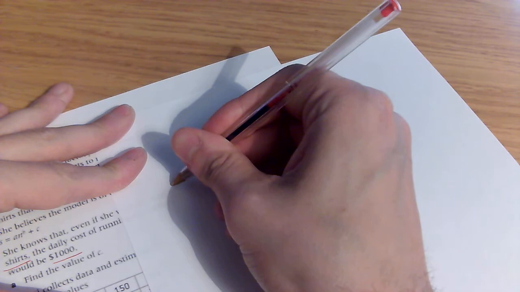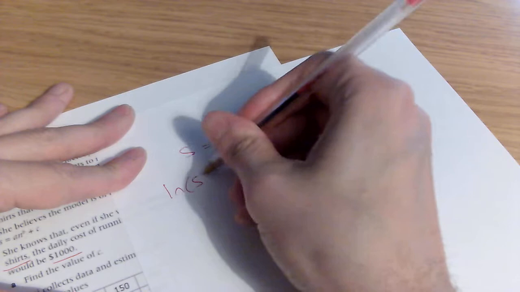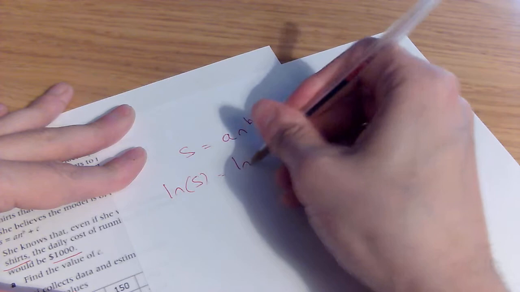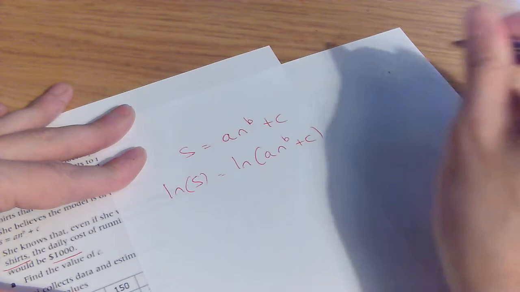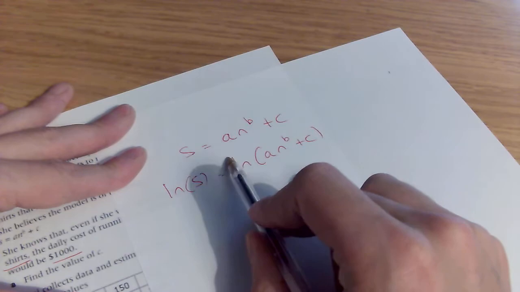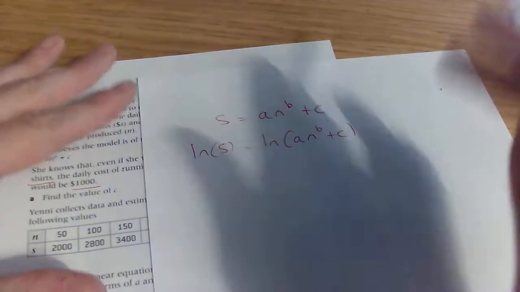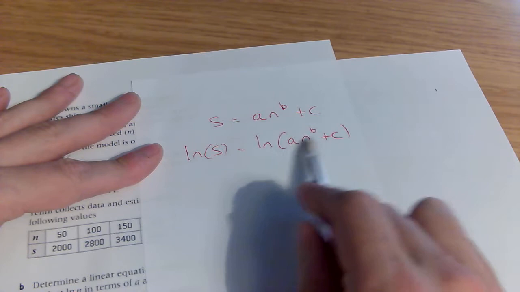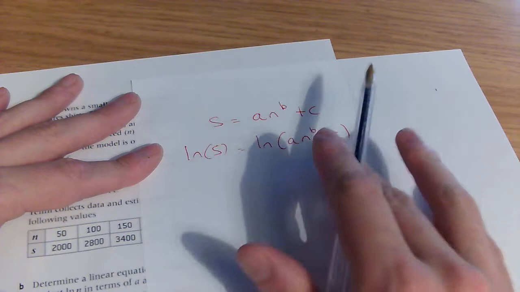Natural log of s is fine. Put a bracket around there. You don't need to do it really, but just to make it obvious what is going in the log. Now, if I take natural log of this whole side, we get this. And nothing wrong with that initially, but the whole point of doing this is to get rid of this power, to bring this power down to the level of a regular number. But we can't do that here because there's no way to simplify something like this. When it has a plus c, in this case, inside the natural log, you can't simplify that.